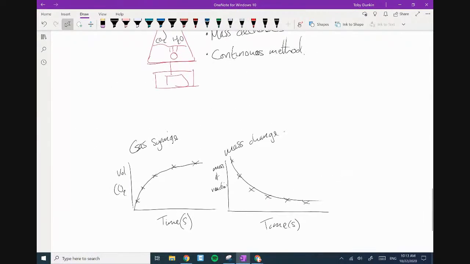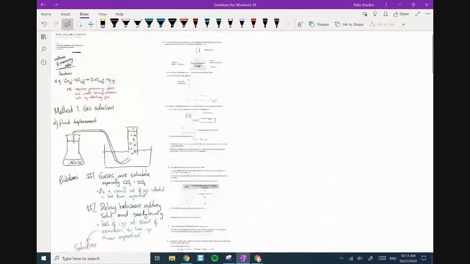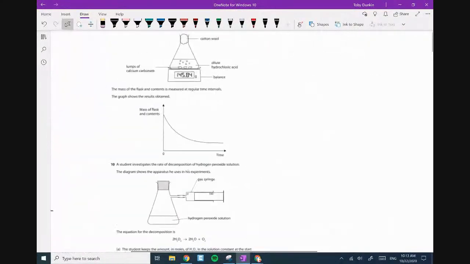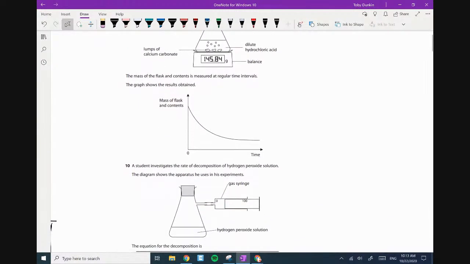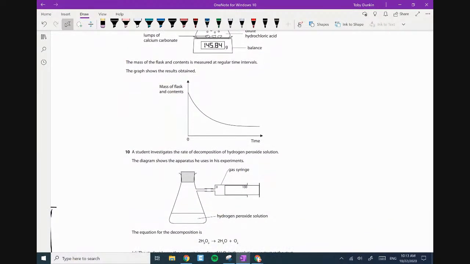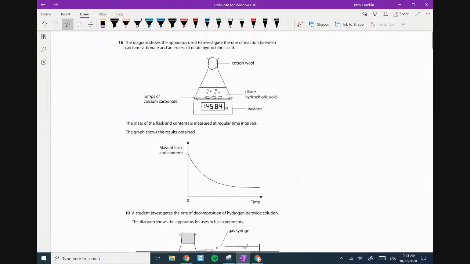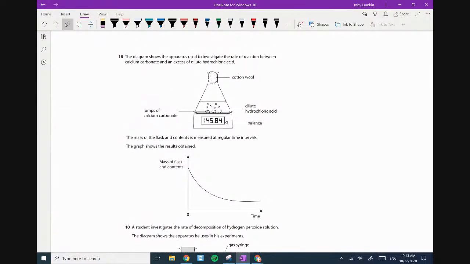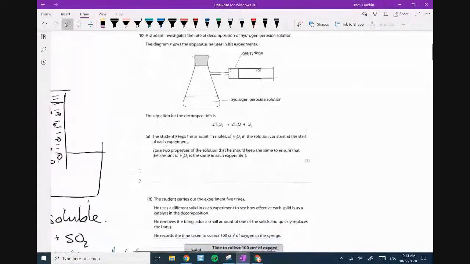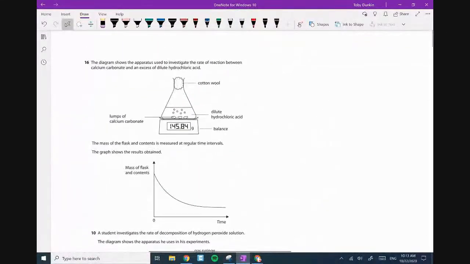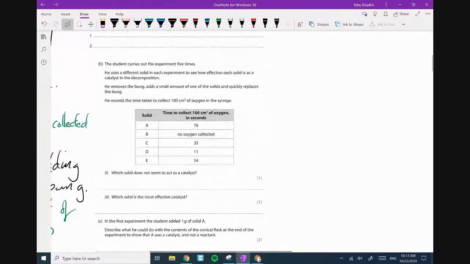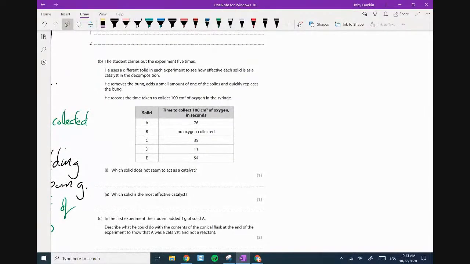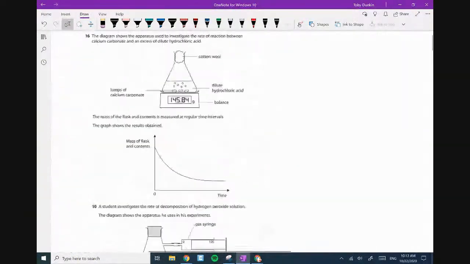Now, it's 10:15, and that brings me to the end of my lesson. I just quickly want to run through some questions. Question number 1, they've given us a mass change one. There's the cotton wool, and it shows you the mass change. The graph shows the results. Oh, I haven't actually kept the questions. That's ridiculous. Hang on, have I? No, I seem to have lost my questions. I feel like I've made a mistake there. It's totally possible. Let's go to the next one.